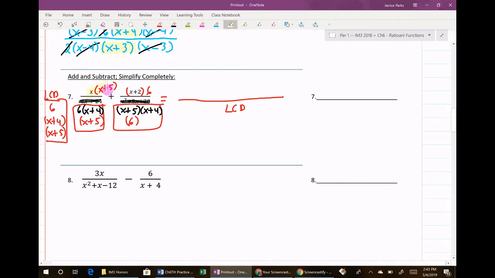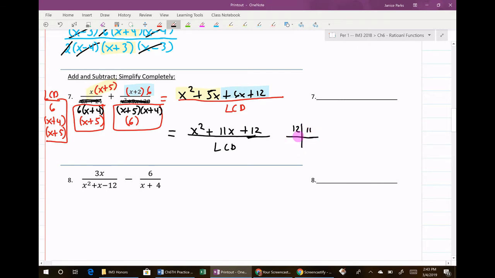So at the top, when I multiply this out, I'm going to get x squared plus 5x. And when I multiply this part out, I'm going to get plus 6x plus 12. I'm going to finish combining the stuff at the top. So x squared plus 11x plus 12 over the LCD. You can't factor the top: you need factors of 12 that add to 11. They're both positive, so 1 times 12 gives you 13. 2 times 6 gives you 8. And 3 times 4 gives you 7. So nothing gives you 11.